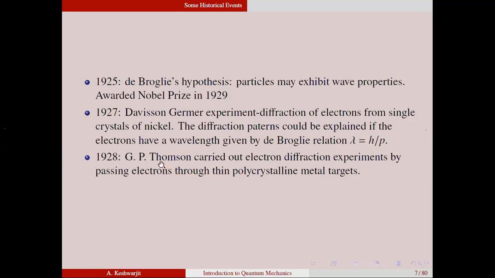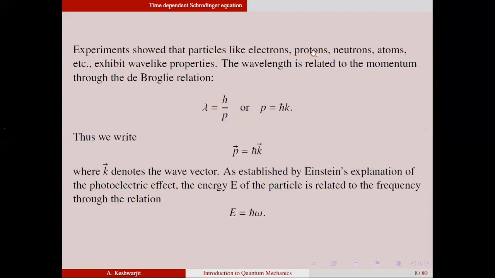In 1928, G.P. Thomson carried out electron diffraction experiments by passing electrons through thin polycrystalline metal targets. And later on, various other experiments were performed with not only electrons, but also with protons, neutrons, and even atoms. All of them showed that these protons, neutrons, atoms and electrons also exhibit wave-like properties, and the wavelength is related to the momentum of these particles through the de Broglie relation.